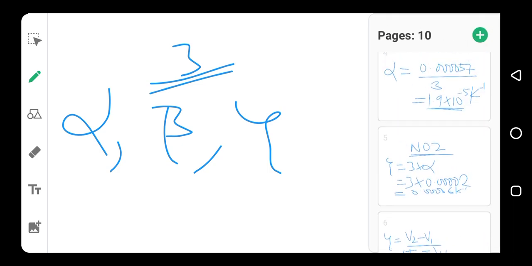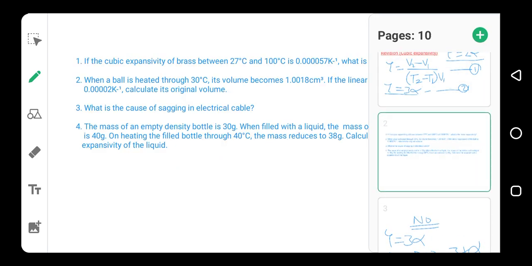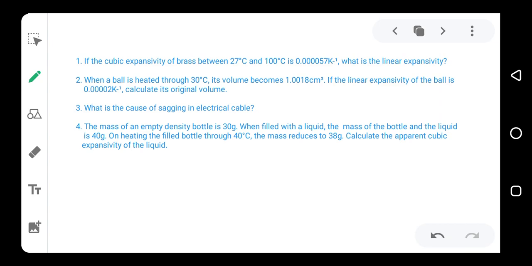Now, question number 4. The mass of an empty density bottle is 30 grams. When filled with a liquid, the mass of the bottle and the liquid is 40 grams. On heating the filled bottle through 40 degrees Celsius, the mass reduces to 38 grams. Calculate the apparent cubic expansivity of the liquid.